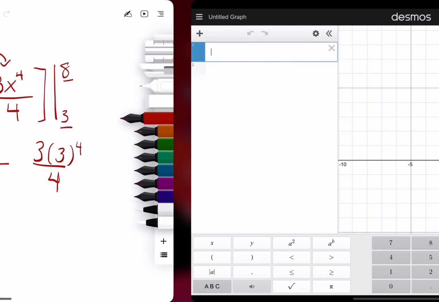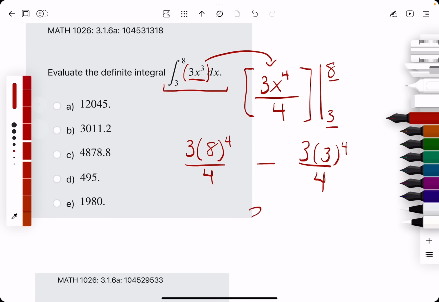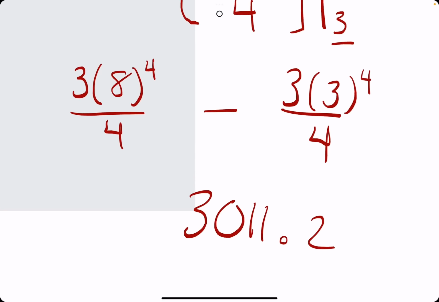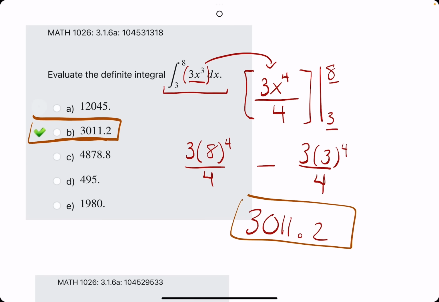So we will have 3 times 8 to the 4th, all divided by 4. That should work. And then minus 3 times 3 to the 4th, all divided by 4. And plugging all that in at once, we get 3011.2. So it looks like option B is our answer when we break out the eraser.